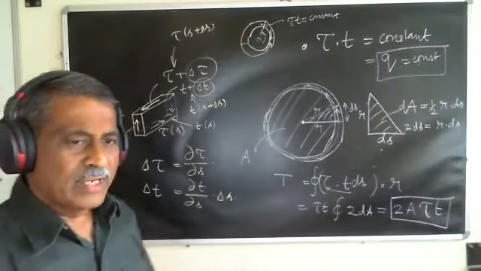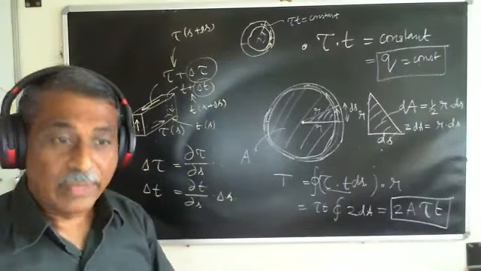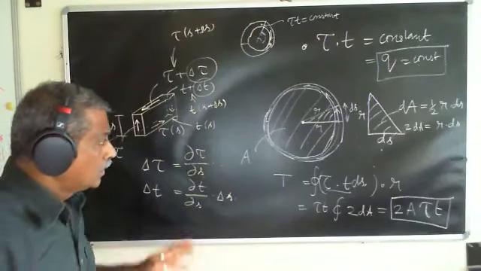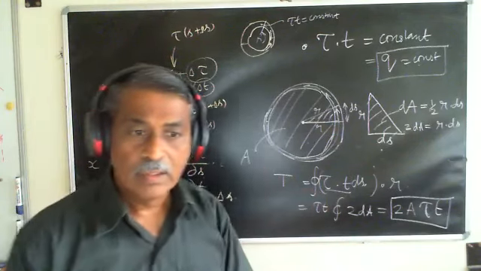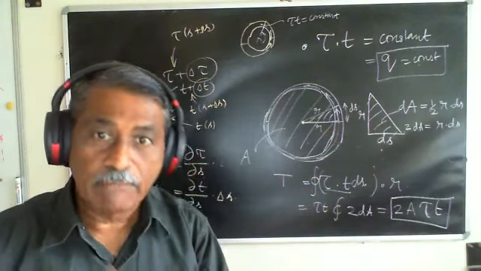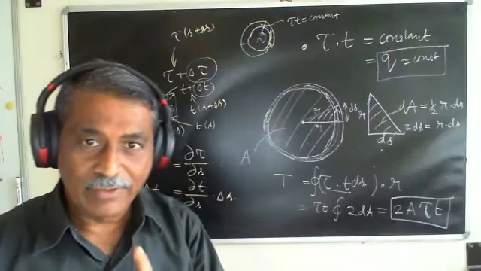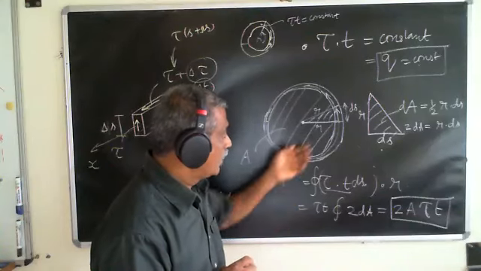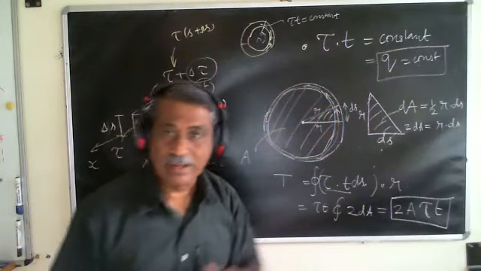So what, sir? Why should I be bothered about all this? How will it help me, right? So let me ask you this question. Now, in this derivation, where did I use, listen to me very carefully, where did I use the fact that this needs to be a circle?